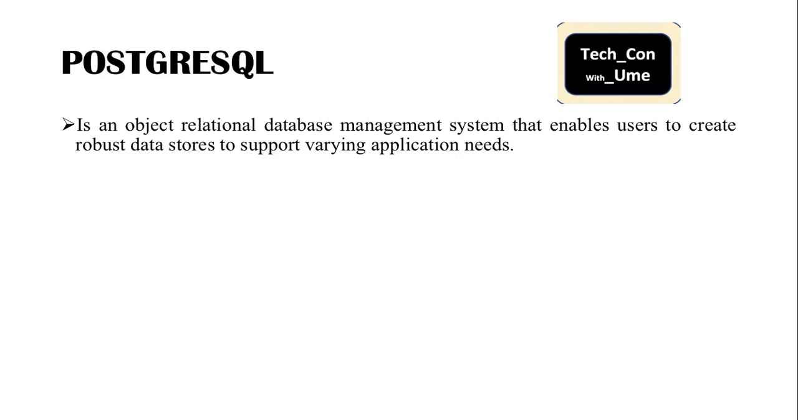So like we indicated, PostgreSQL is an object relational database management system that enables users to create robust data stores to support varying application needs. So application needs may relate to databases for banks, to support transaction processing, databases for airline booking systems, to support customer bookings, for potential client bookings, or school databases to support storage of potential enrollees or existing enrollees.